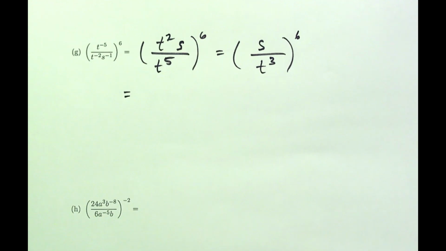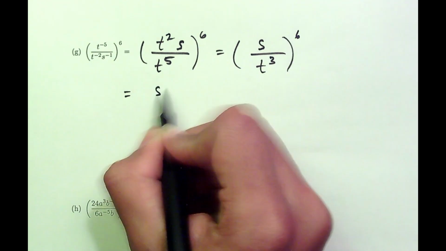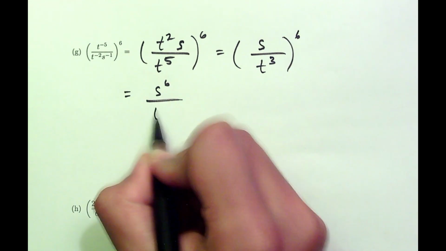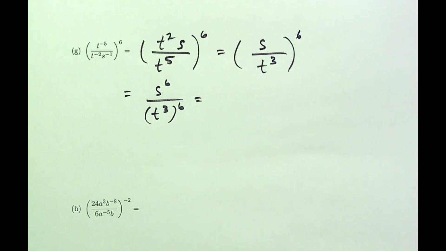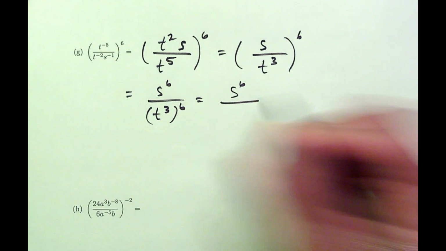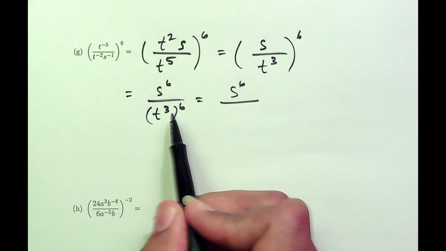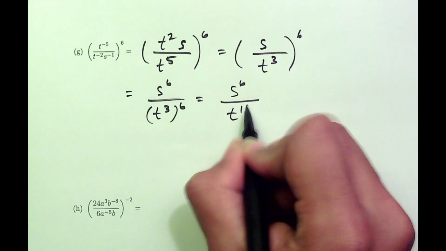Okay, now you have that. Now we can distribute this exponent. That means the numerator gets the exponent and the denominator gets the exponent. So 6 s to the 6 and t to the 3 to the 6. Okay, and now you have exponents back to back. Back to back means you multiply them. So t to the 18.